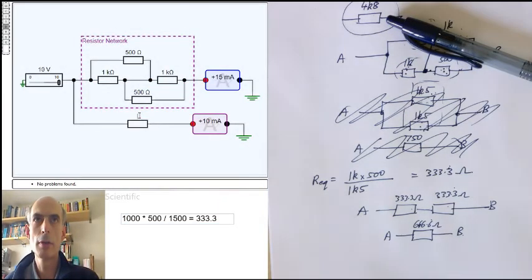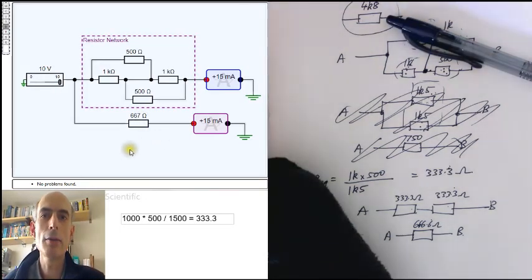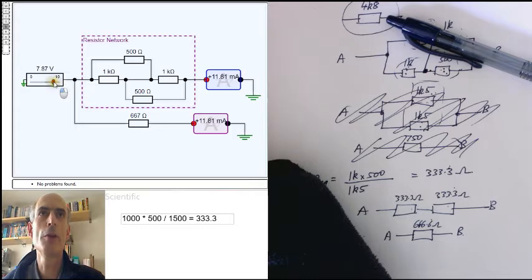Set this to 666 point lots of 6's, and yes, both of the currents are the same. For the same voltage across this resistor network, we're getting the same current through as we do for a single 666.6 so on resistor. And that would be true no matter what voltage we put across the two resistors. That's the whole point of having an equivalent resistance. It's always equivalent, it always behaves the same.